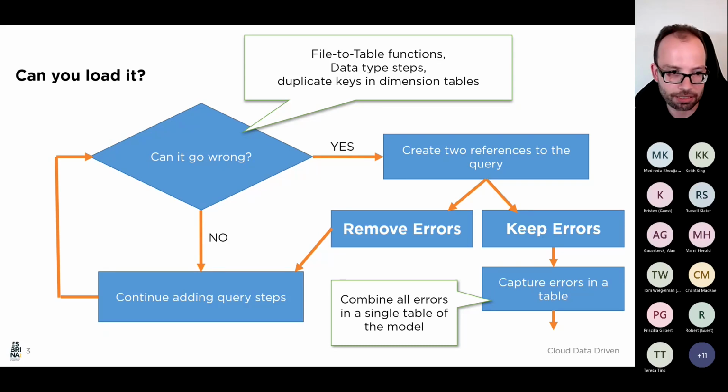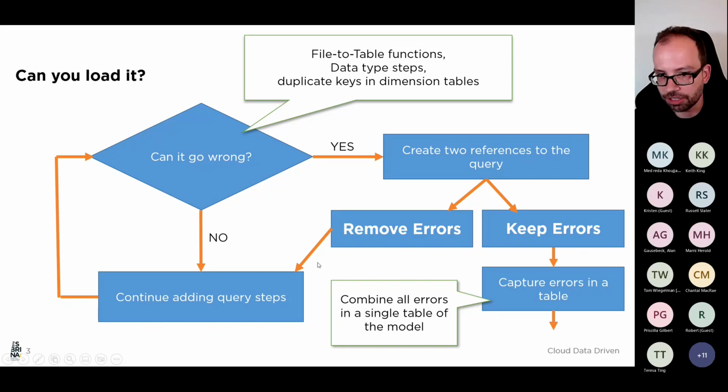Because if there are duplicates, we need to know which of the two rows is the correct one, because maybe they have different attributes. So we need to talk to whoever is maintaining that dimension and say, hey, what happens with this product? Is it with this name or that name? So when we reach a point in which maybe there are errors in my table, we'll make two references to that query. Then in one of them, we'll remove the errors and we'll keep going with very clean data. The errors are gone.